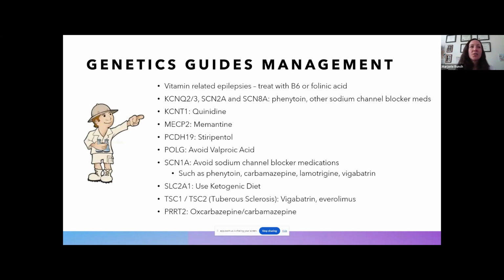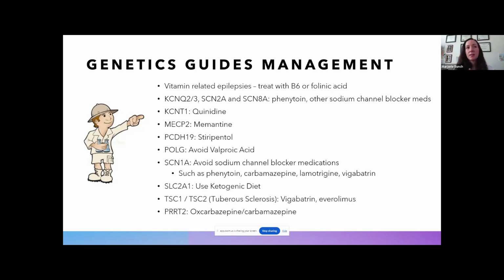Just to give you an idea of when genetics guides management, like I said, there's over 900 epilepsy-related genes, and these are the few where the gene clearly can guide management. So some tell you the specific vitamin B6 or folinic acid that's needed to treat it. There are a few that tell you to use specifically Dilantin and phenytoin and other types of drugs like that. And then there are a few that say not to use those same exact drugs. And I just listed here the few that really tell you which medication to use.